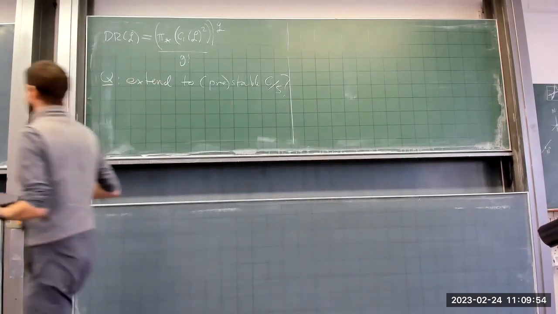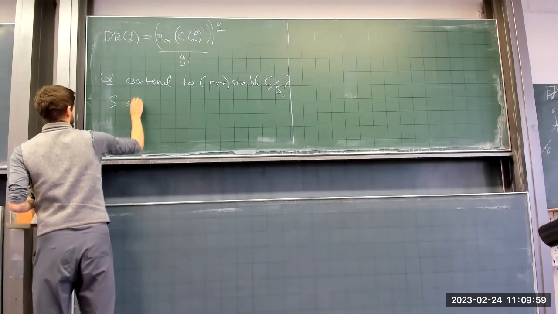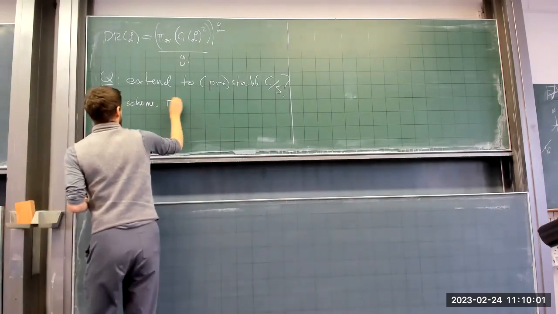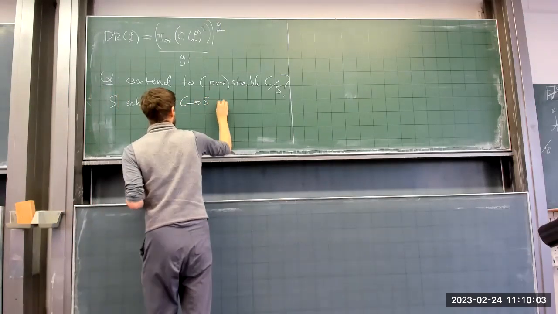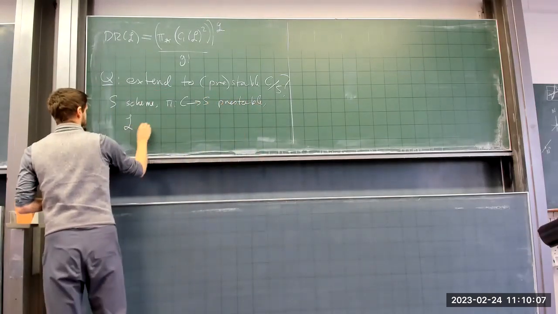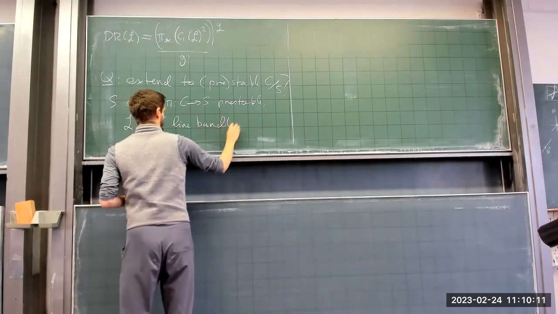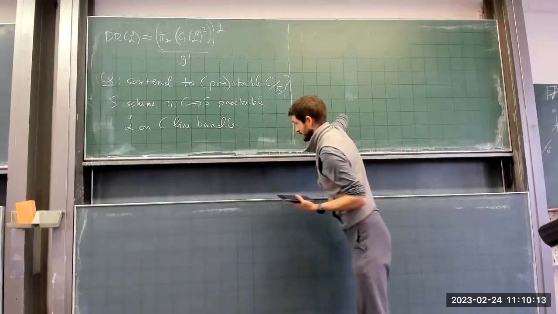So again, now we've got S, our scheme or stack, whatever. π: C → S is our pre-stable curve, and L a line bundle. And so we can make a naive definition.